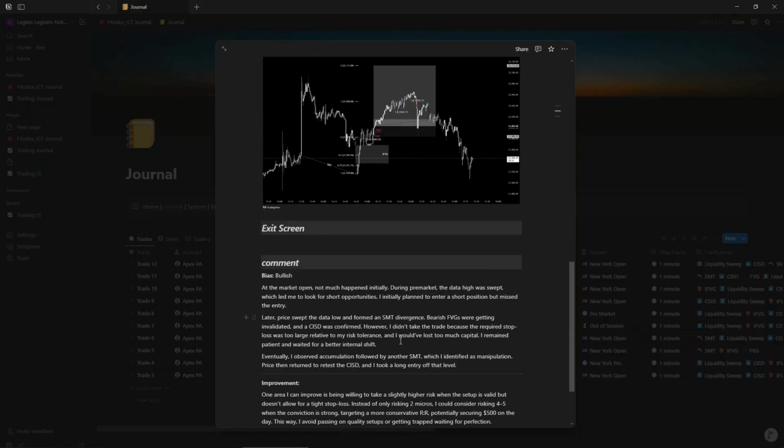A change in state was confirmed that the trend had shifted bullish. But I didn't take a trade right around the change in state because it broke my stop loss rules. The stop loss was too large, and my risk tolerance wouldn't allow me to take this trade because I would lose too much money. So I remained patient for a while and waited for this chop. The SMT was my manipulation, that's how I identify manipulation in this accumulation phase. Then another change in state happened, and price retested that, and I entered again.